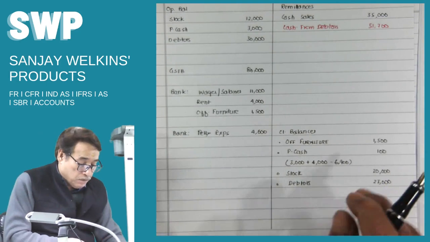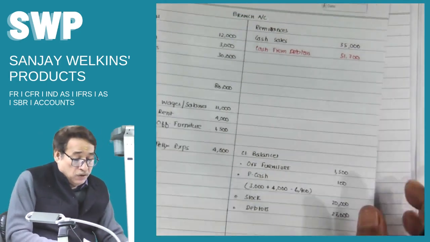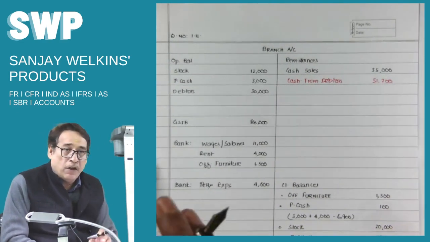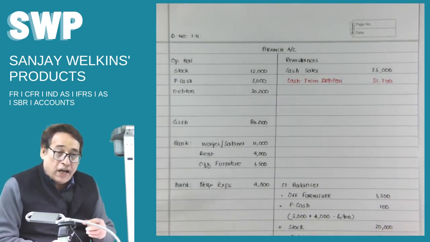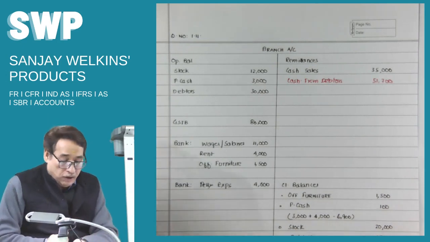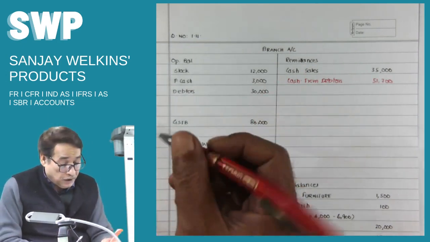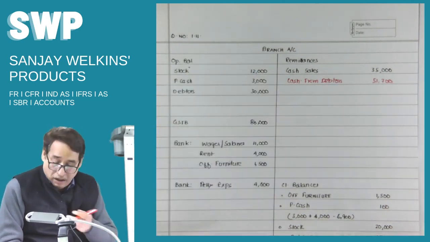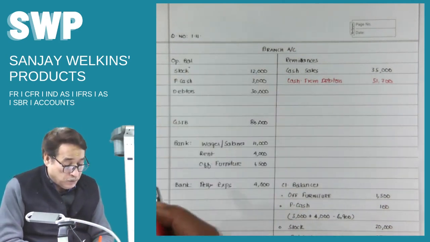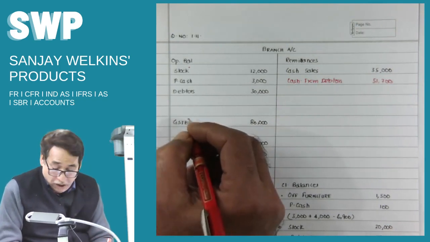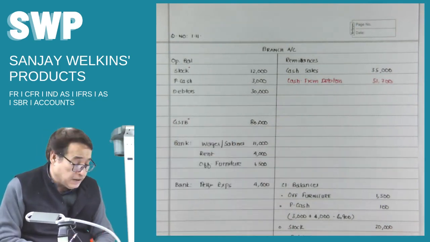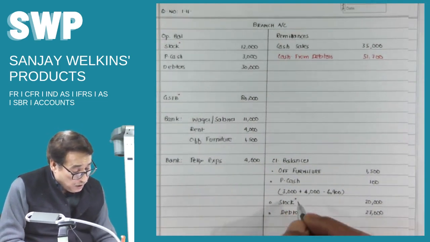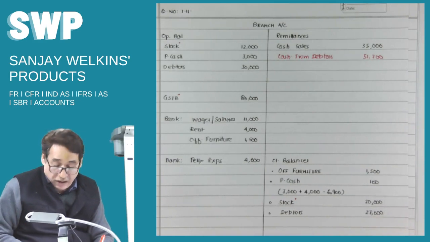See here. Just a moment ago, I told you whenever a question is of invoicing, the problem arises with respect to goods. For example, in this case, this is opening stock. It is given in the question that it is at invoice price. Even goods sent to branch, it is also given at invoice price. And closing stock, it is also at invoice price, correct?